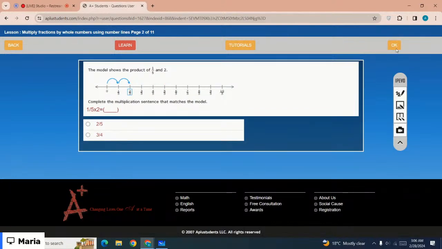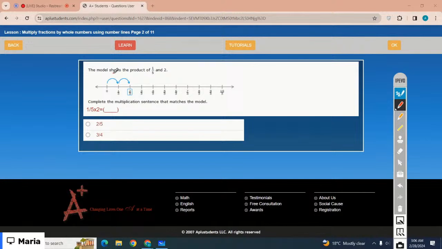Okay, the next one is the model shows the product of 1 by 5 and 2. So complete the multiplication sentence that matches the model. So which is the correct option? You need to count forward by 1 by 5, 2 times, right? This is 1, this is 2. So that would be you end up on 2 over 5, right? Very good. Option number 1 is the correct option. 2 by 5 is the correct option.